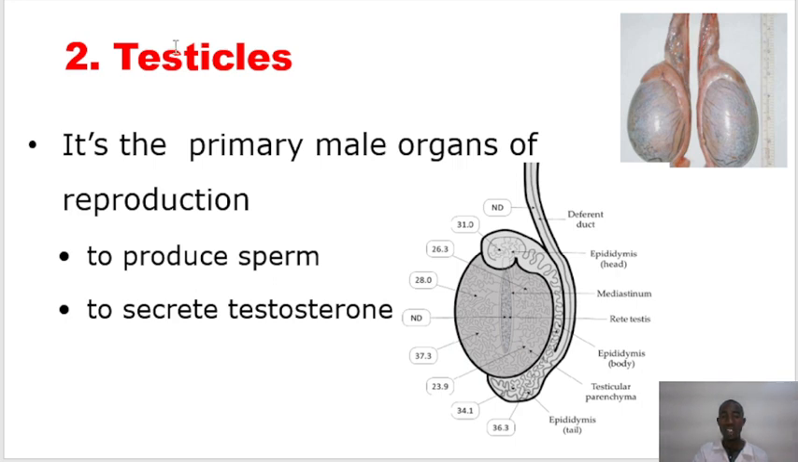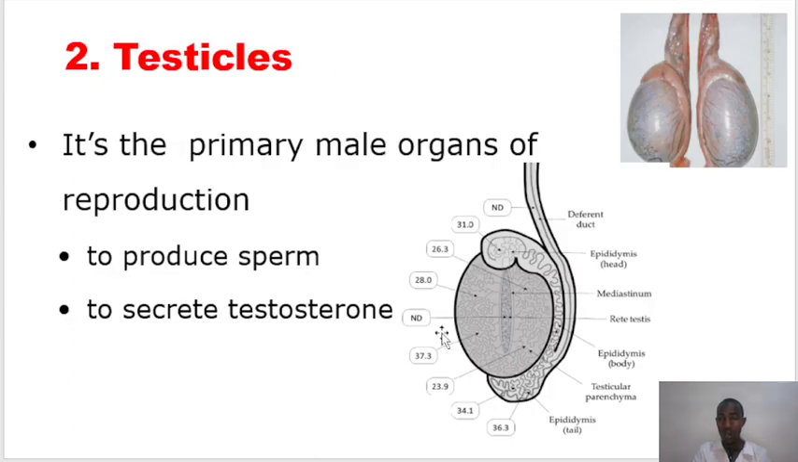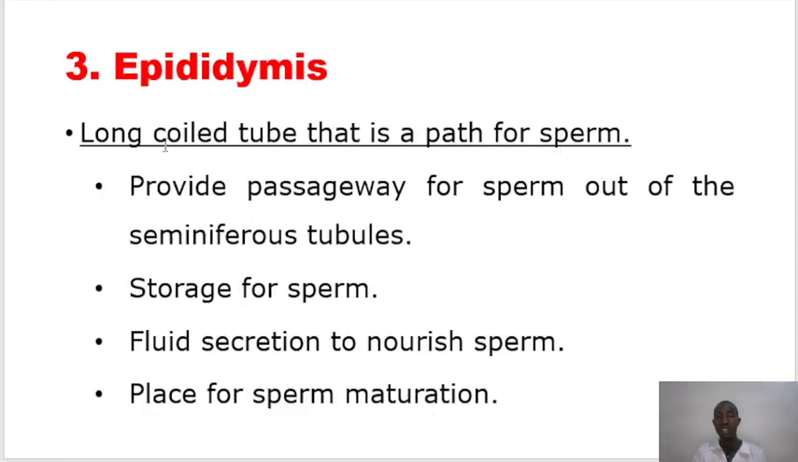The purpose of the testes is to produce the sperms and then they secrete the male steroid hormone, which is testosterone. The epididymis, it's the coil, like we could see here. These are coiled. So the epididymis is a long coiled tube, and it helps in storage of the sperm cells.